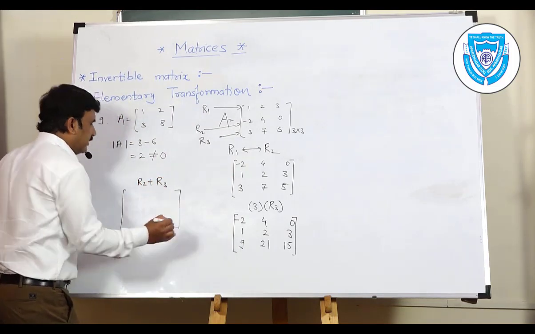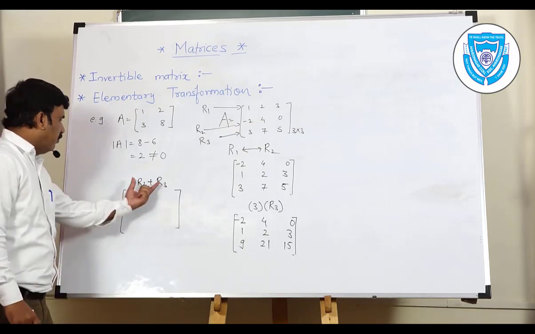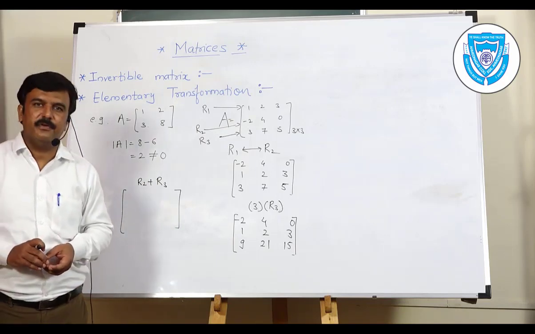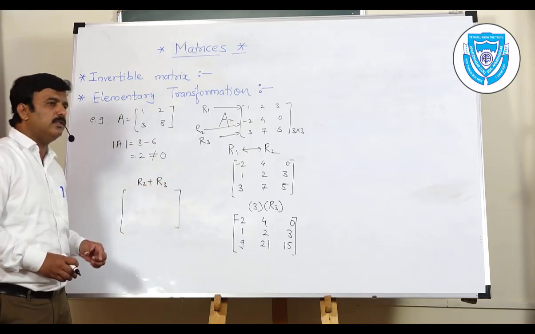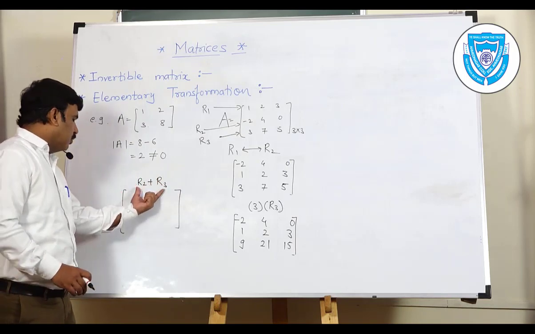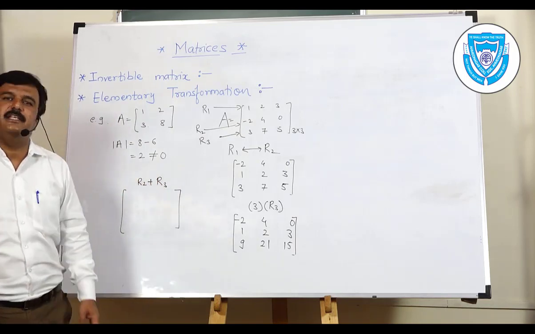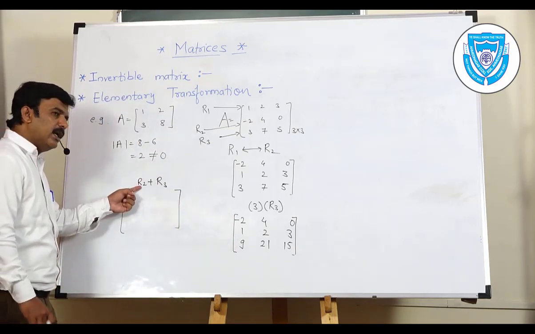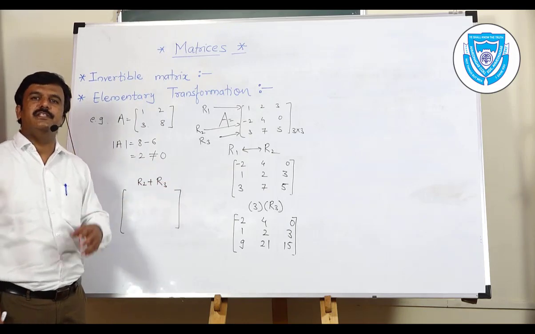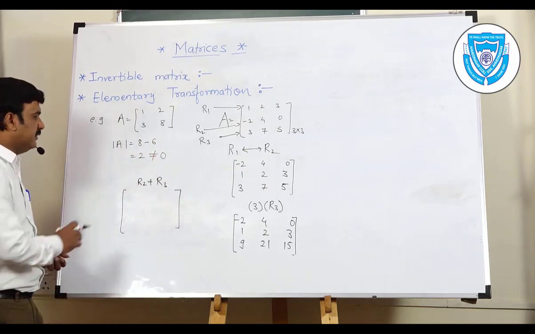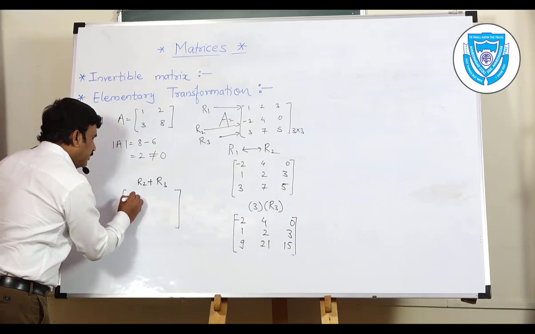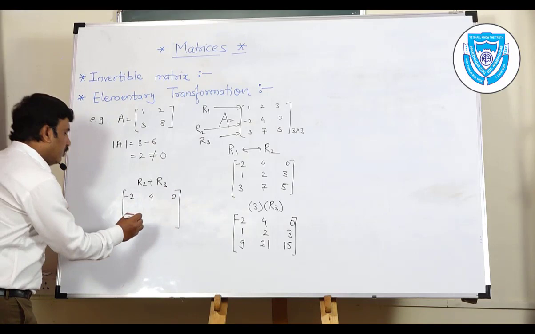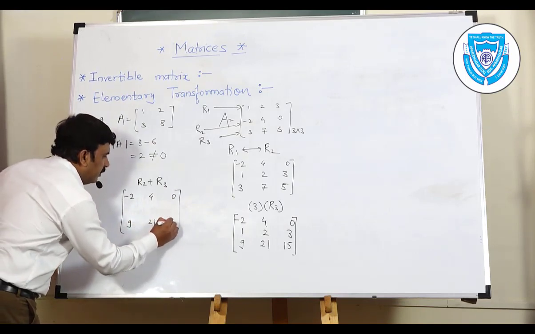Now R2 plus R3. After watching this, we wonder exactly on which row we are performing the operation. Obviously we are adding these two rows, but because of this operation, exactly which row will get changed? The first and the third will remain as it is. As we are writing R2 first, it means that the second row will change and the first and third will remain as they are. The first row is -2, 4, 0, and the third row is 9, 21, 15.